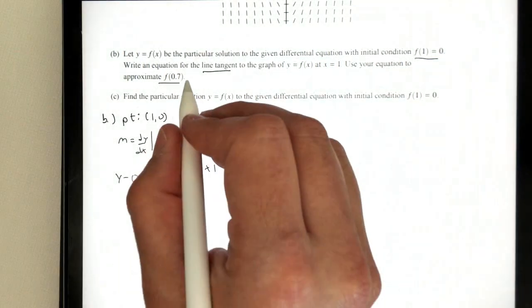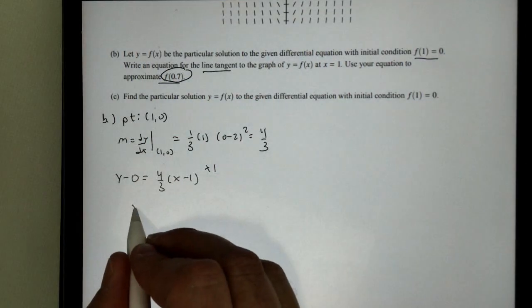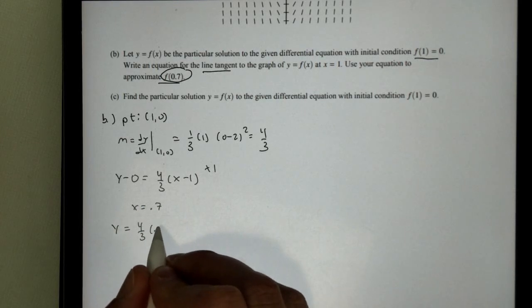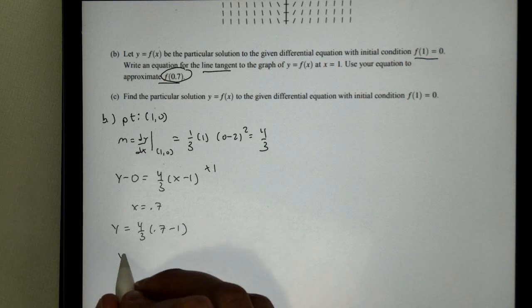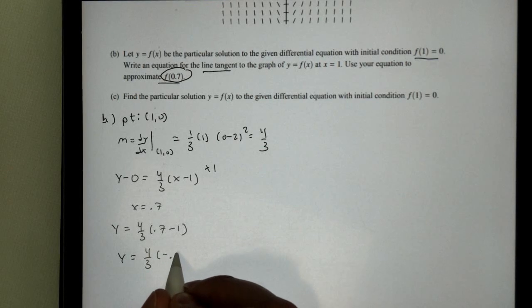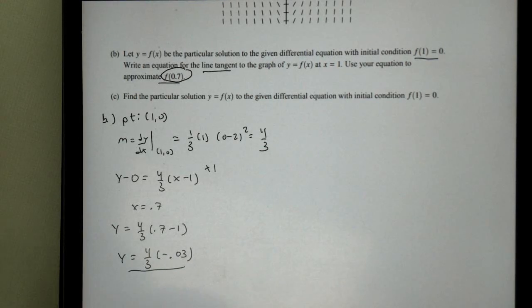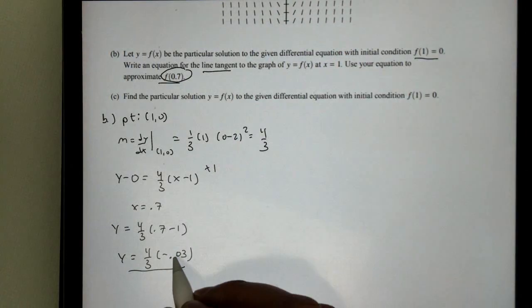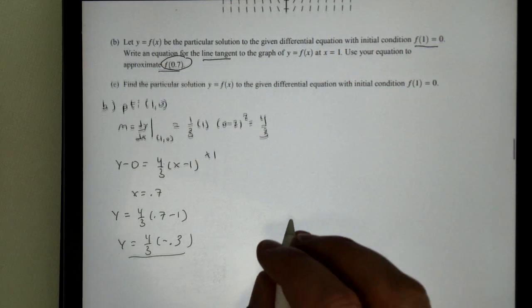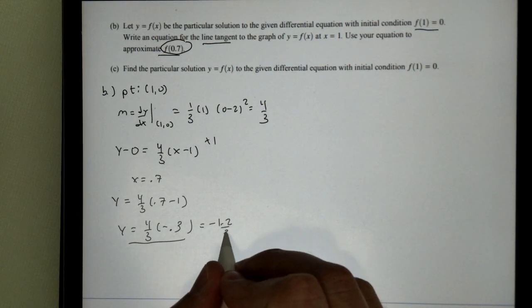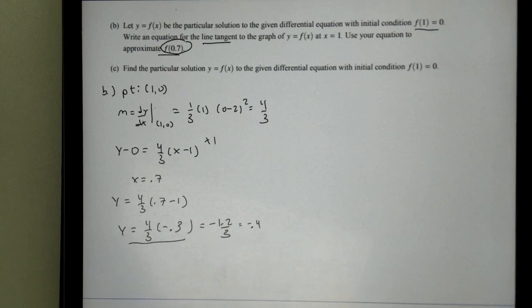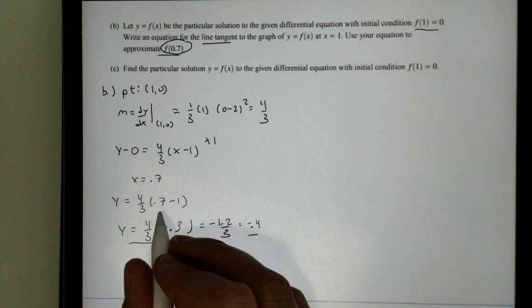But we're not done. We wanted to estimate the value at 0.7, so we would now let x equal 0.7. y equals 4/3 times (0.7 minus 1). Leave it alone if you want to. Or y equals 4/3 times negative 0.3. That's embarrassing. And if you want to clean that out, that is just negative 1.2 over 3, and if you keep going, that's negative 0.4. You don't have to. You can stop here for all that matters.